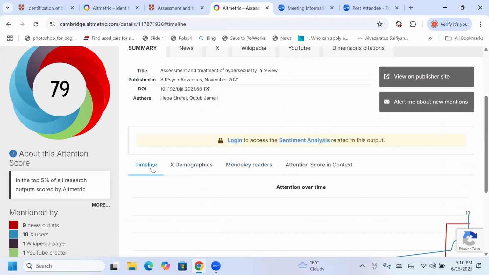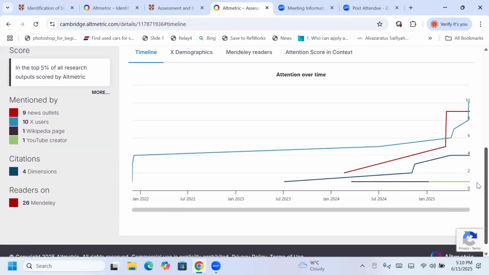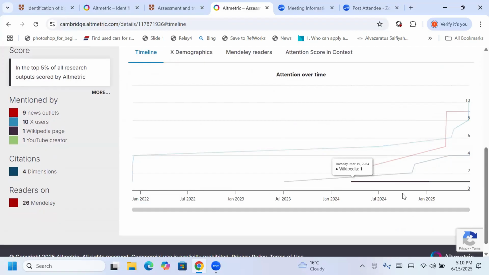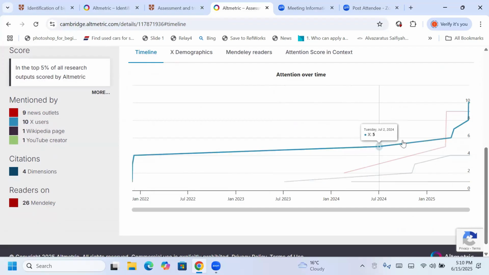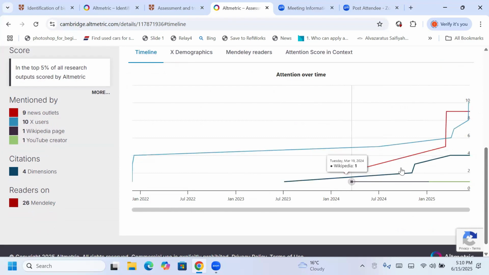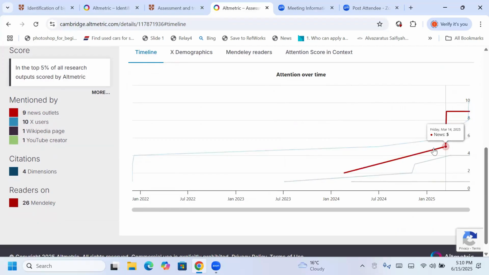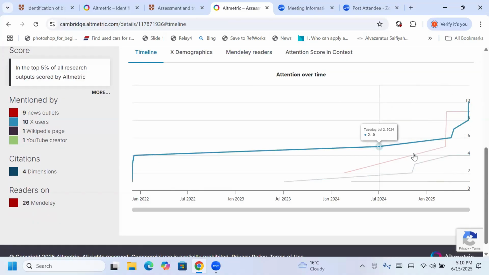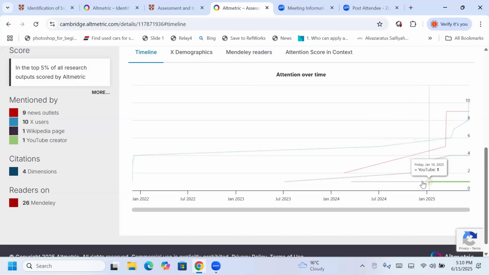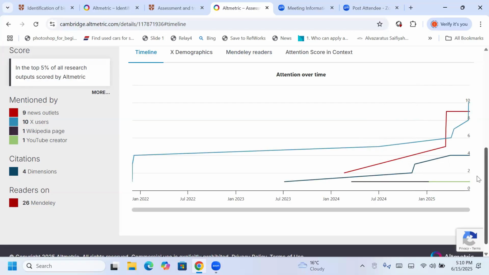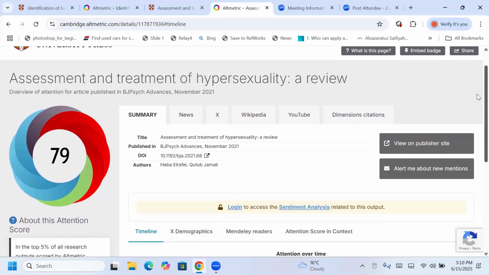If you look at the timeline, let's see what the timeline shows. So as you can see, it shows the attention over time. So it has kind of increased since it was published. So that's kind of impressive. It's going up, and again, this graph tells you a lot about whether it is about the news, or whether it is Twitter, whether it is citations, whether it is the YouTube. So again, the more you look into this, the more data you can get.